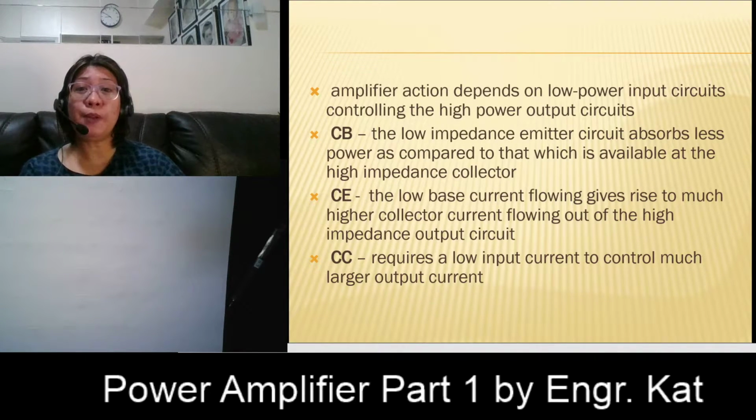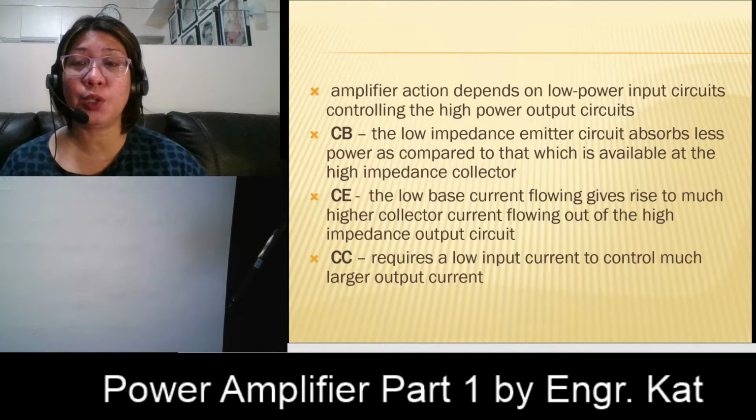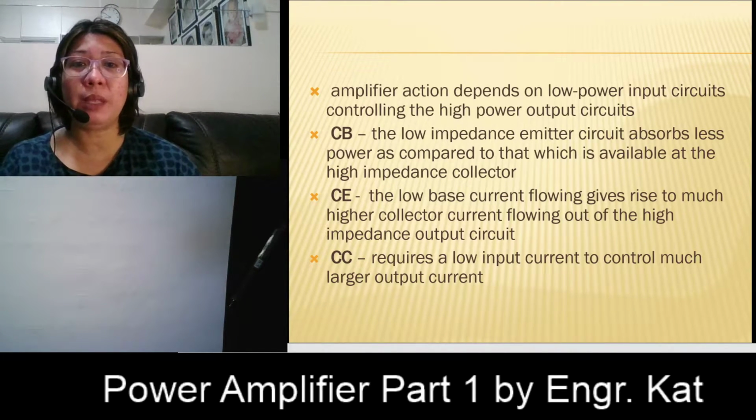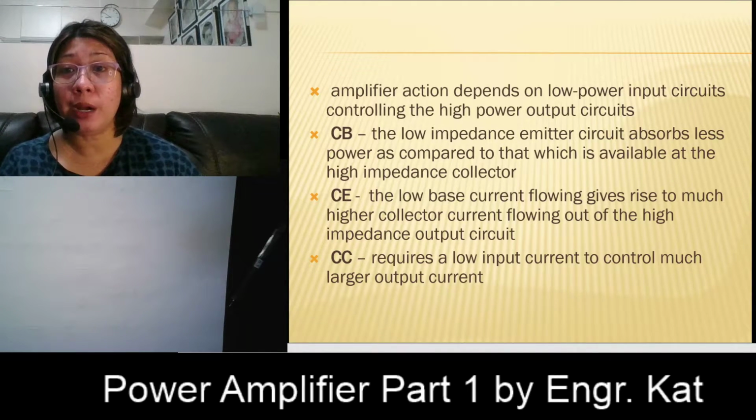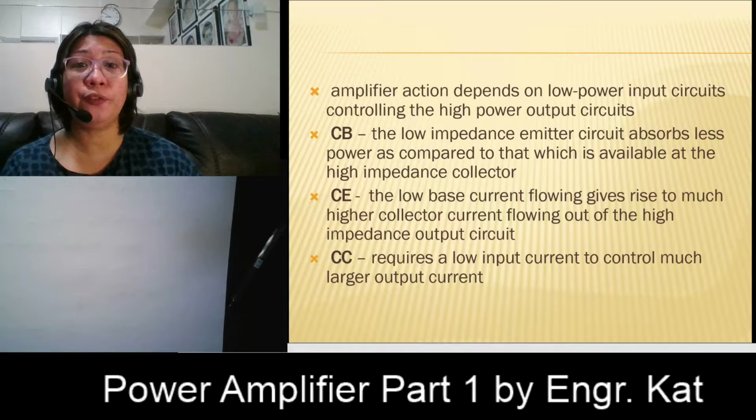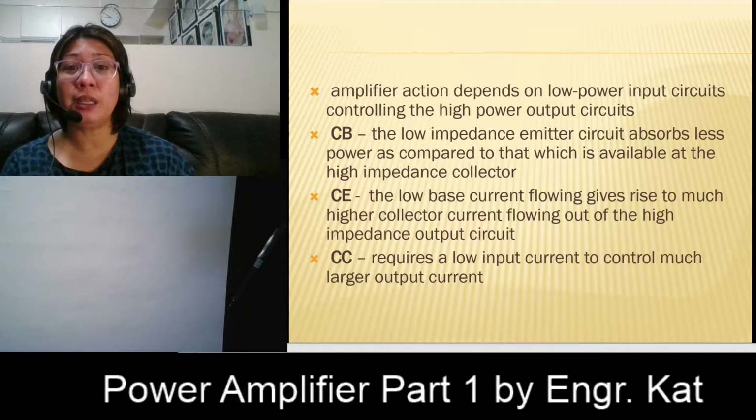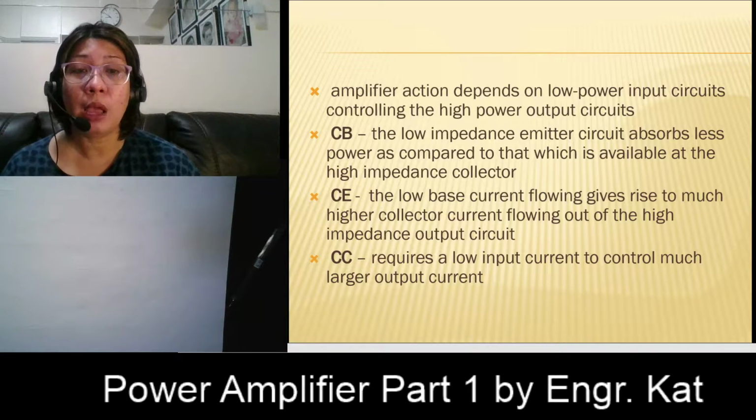Your amplifier action depends on low power input circuits controlling the high power output circuits. Here are the basic characteristics of the three basic configurations. Common base is described as the low impedance emitter circuit, which absorbs less power as compared to that which is available at the high impedance collector. For common emitter, the low base current flowing gives rise to much higher collector current flowing out of the high impedance output circuit.